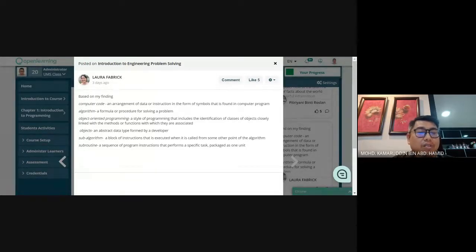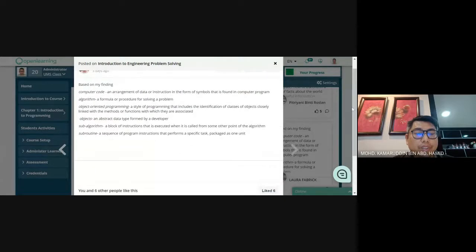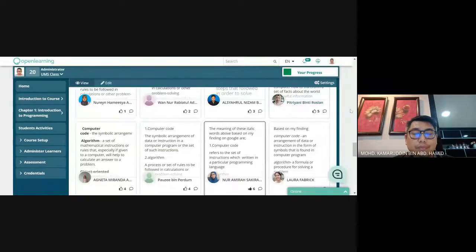Let's look at the response of the Laura. A sequence, we could package, sub-algorithm or block of instruction is executed when it's called from some other point of the algorithm. Algorithm or formula or procedure for solving problem. All right.